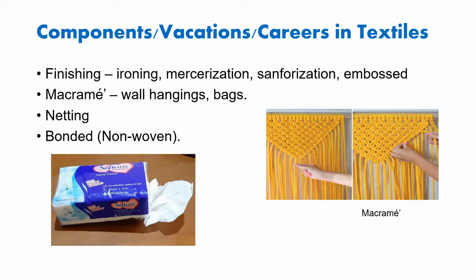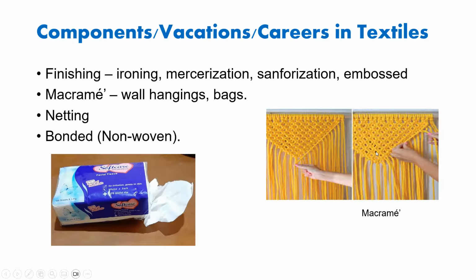Sanforization is another finishing method. Fabrics like cotton crease. So to avoid the creases, we take the fabric through sanforization to avoid the fabric being creased. Emboss. You can emboss the fabric by raising the surfaces, or you have the low and then the high relief.